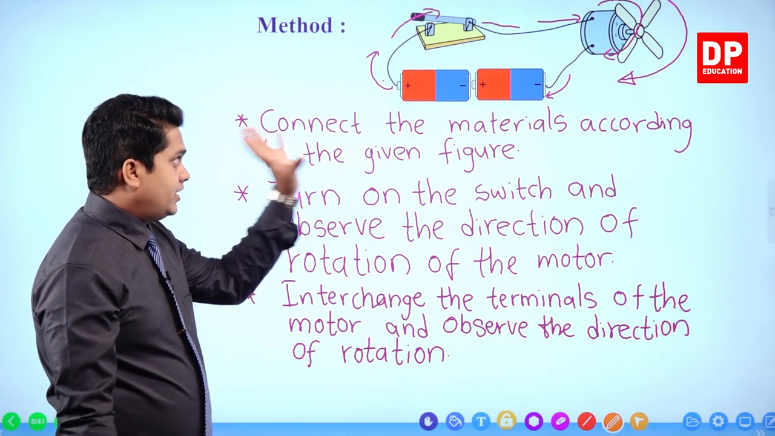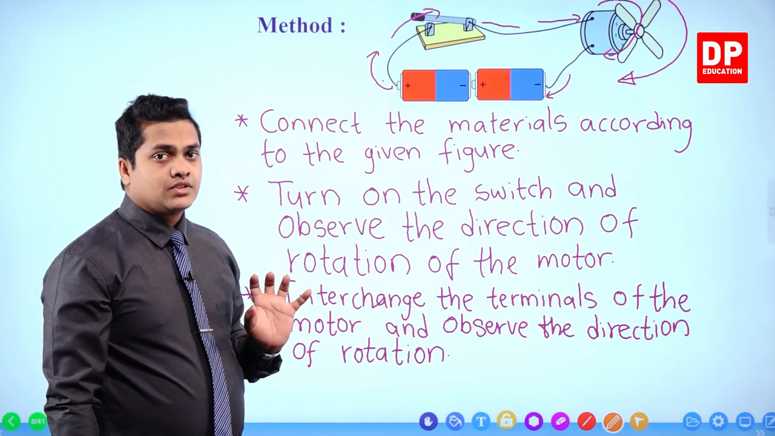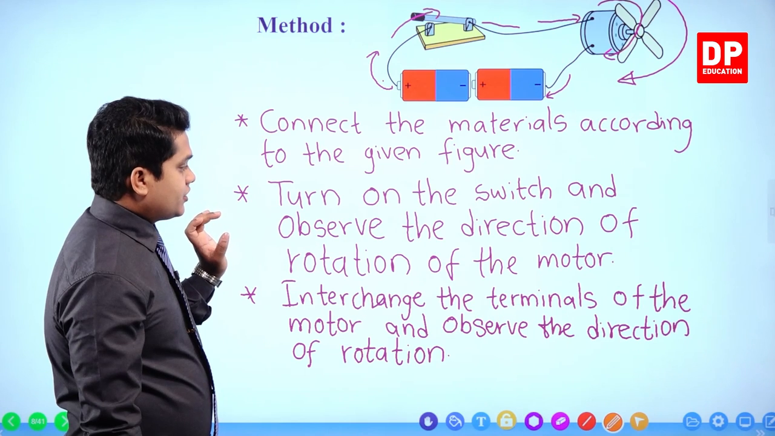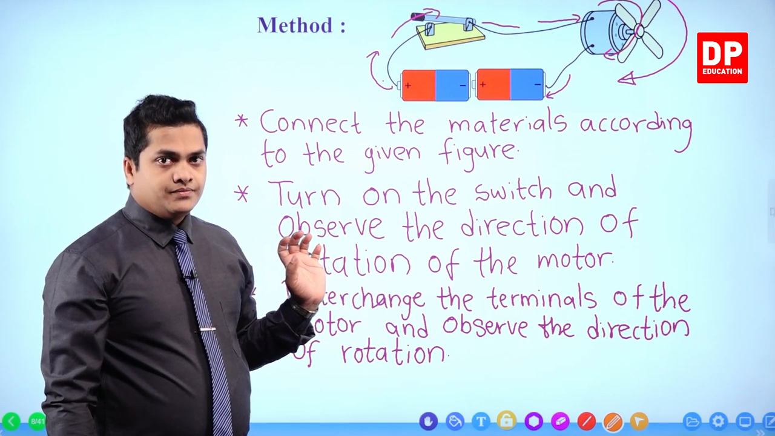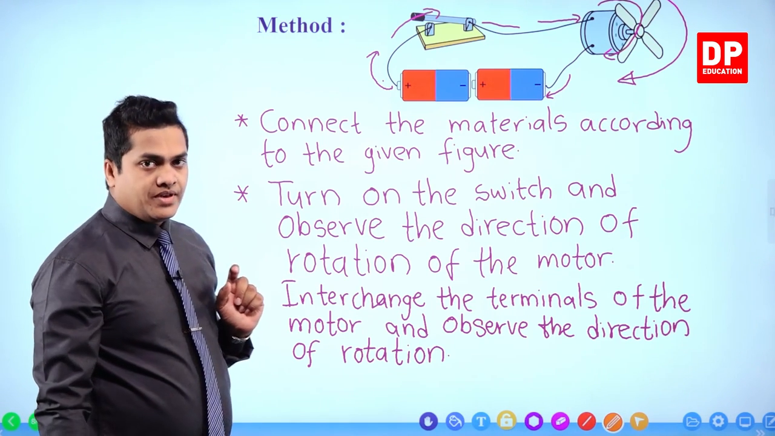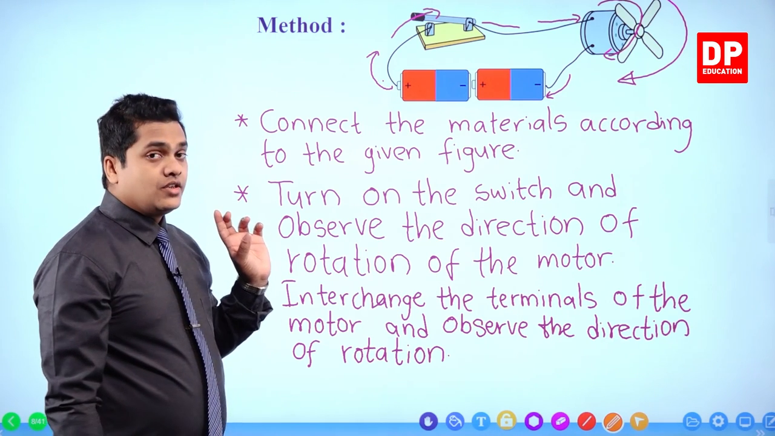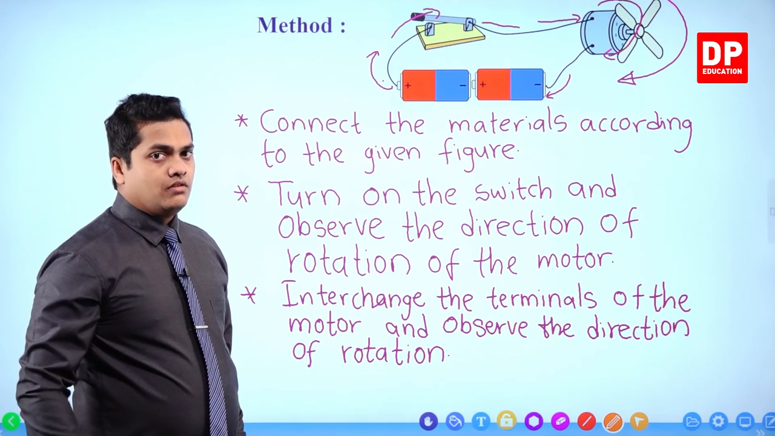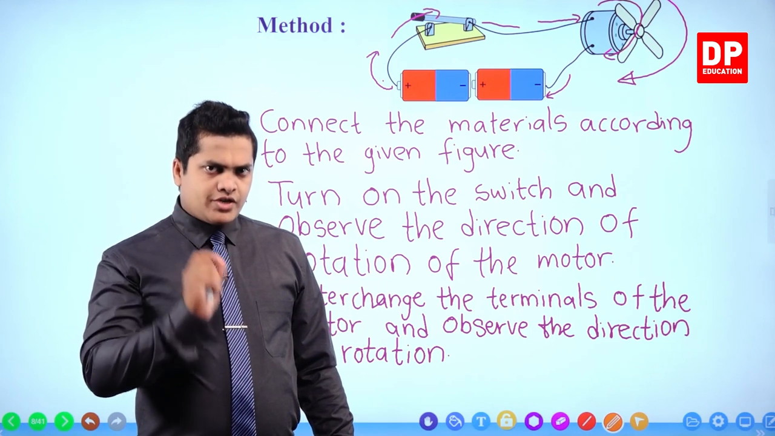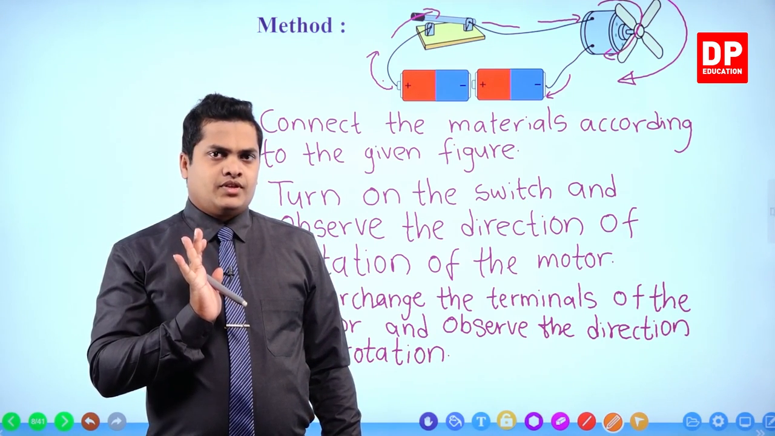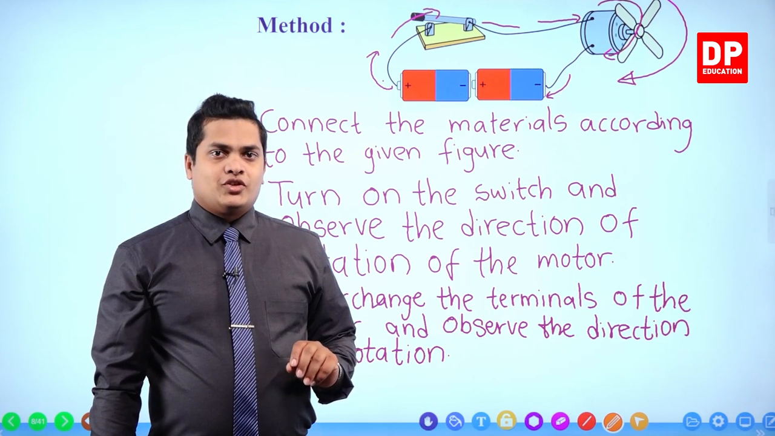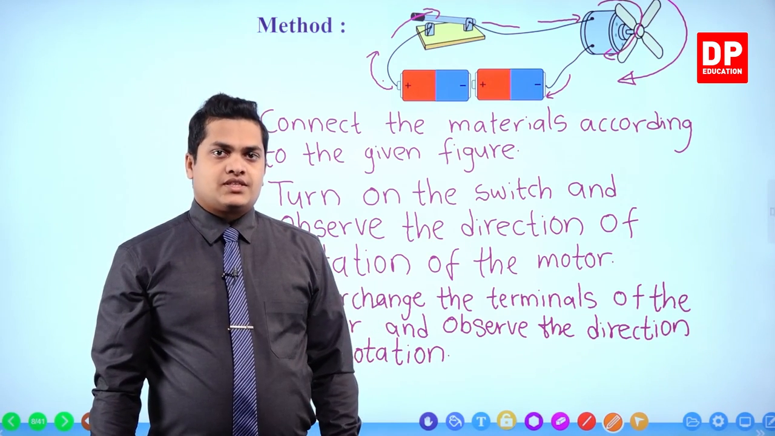So first of all, you have to connect the system according to the given figure. Okay? Then after that, what you have to do? We have to turn on the switch and observe the direction of the rotation of the motor, right? Then after that, we have to interchange the two terminals of the motor. Then after that, identify or observe the direction of rotation. If the current is flowing in only one certain direction, definitely the motor will rotate in the opposite direction compared to the first observation.